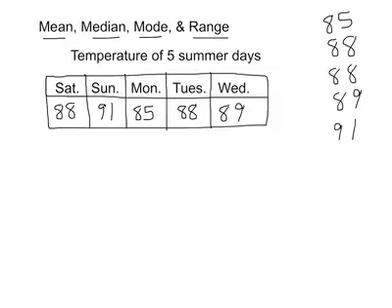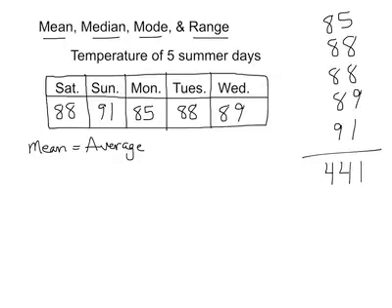First, let's look at the mean. Mean is the same thing as average. And to find the average, what I'll want to do is to add these numbers up and then divide by the number of numbers that I have. If I add these up, I will get 441. If I then divide by 5, I will get an average temperature of 88.2. Just like you're figuring your average grades or average of anything, you add up the number of entries that you have and then divide by the number that you have.